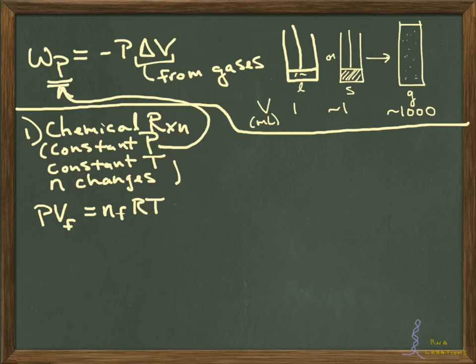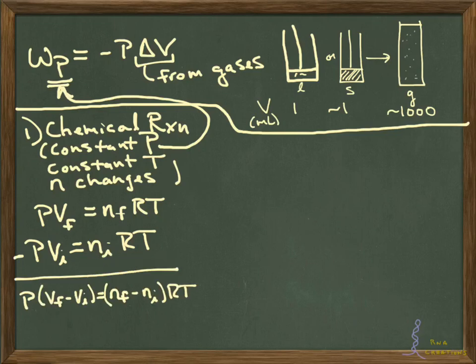Because these are gases, we can use the ideal gas equation, and we'll have the final state of the system, and P does not have a subscript on it because it's constant. Likewise, T does not have a subscript on it because it's constant. We can also consider the initial state of the system, and then subtract these two equations, factor out P, factor out RT, to leave us with the familiar form that P delta V is equal to delta N sub G times RT for a chemical reaction.